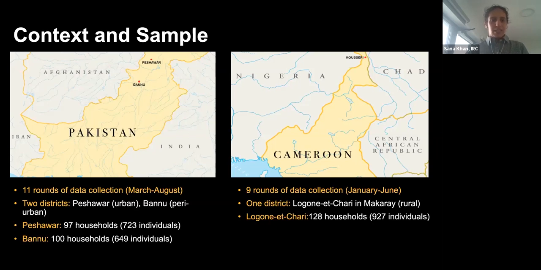And then in Peshawar and Bannu in Pakistan, we had roughly 100 people that we were following, and in Cameroon it was slightly higher. So in Logoneshari it was 128 households.